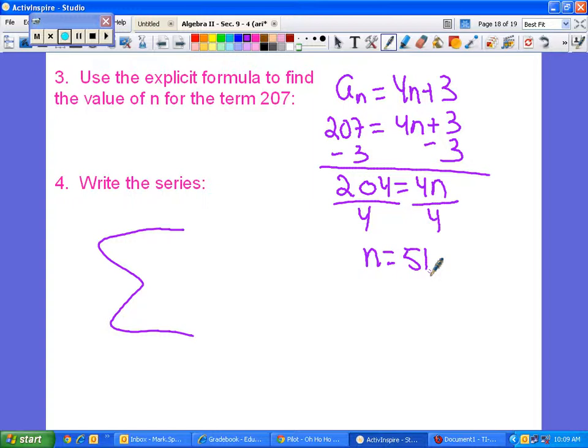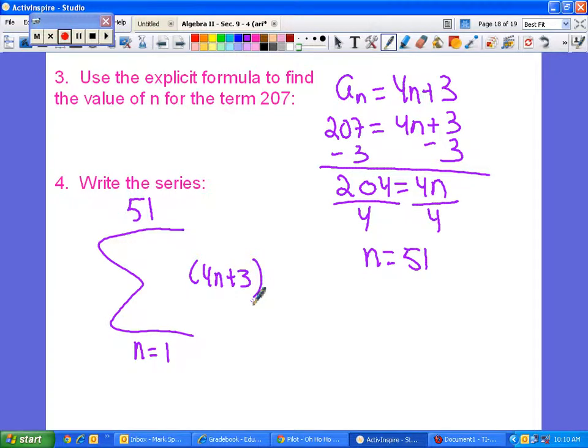I now have the 3 pieces of information I need to fill in my summation notation. The upper limit is the number of terms, so that's 51. The lower limit, our first term was 1. So n equals 1. Now, the value of our first term wasn't 1, but we started by counting 1. So n equals 1. And the explicit formula, that's what we figured out up here. So my explicit formula is 4n plus 3.